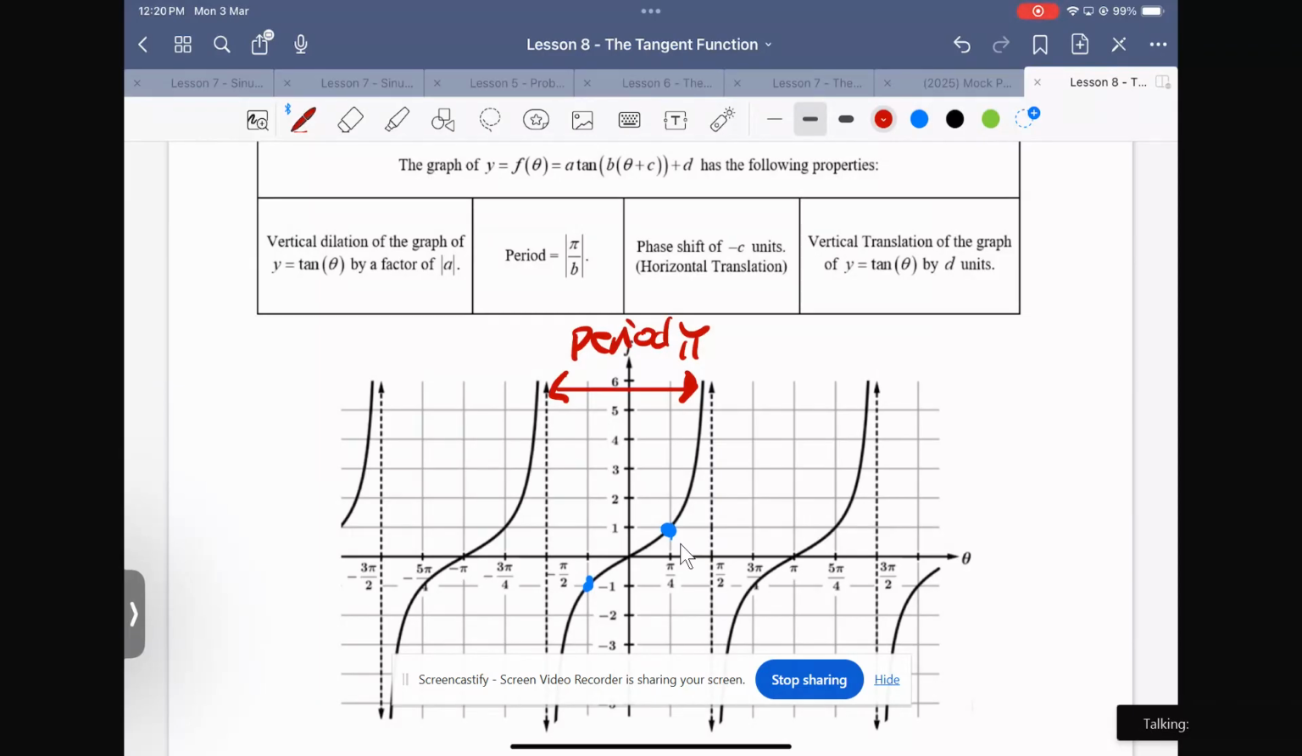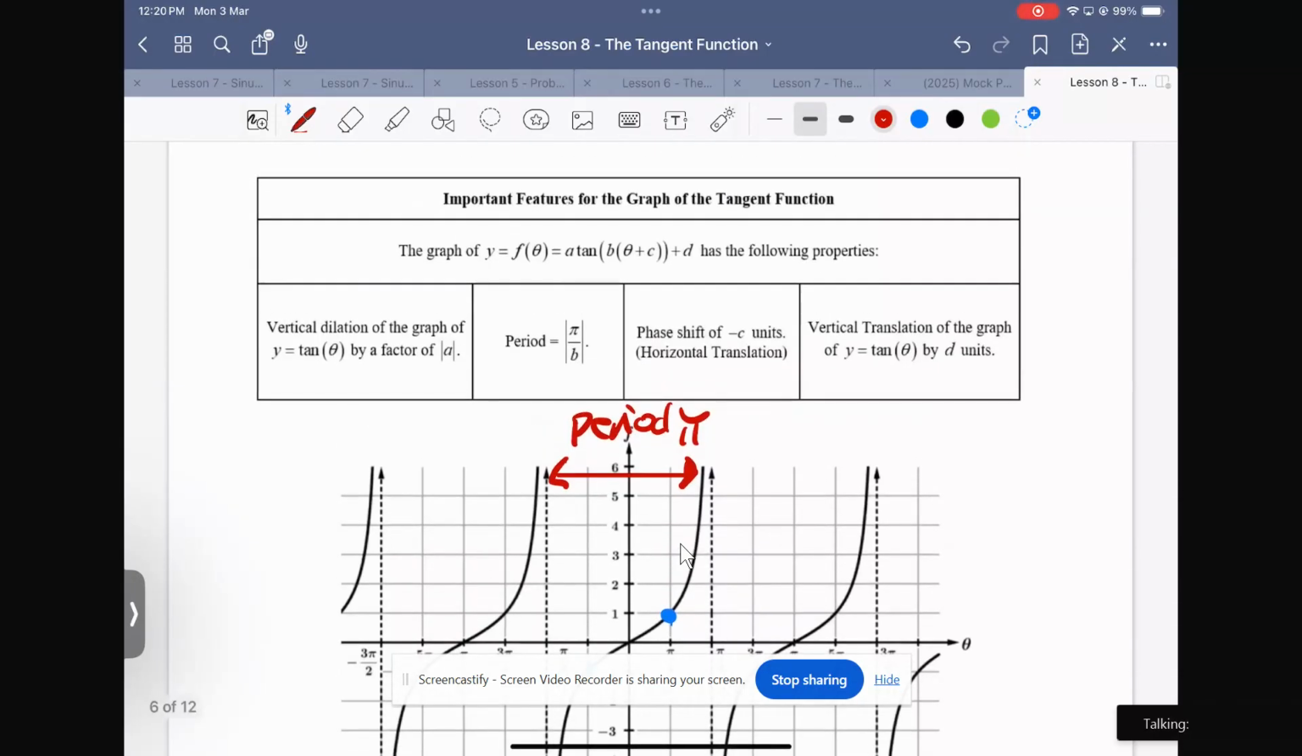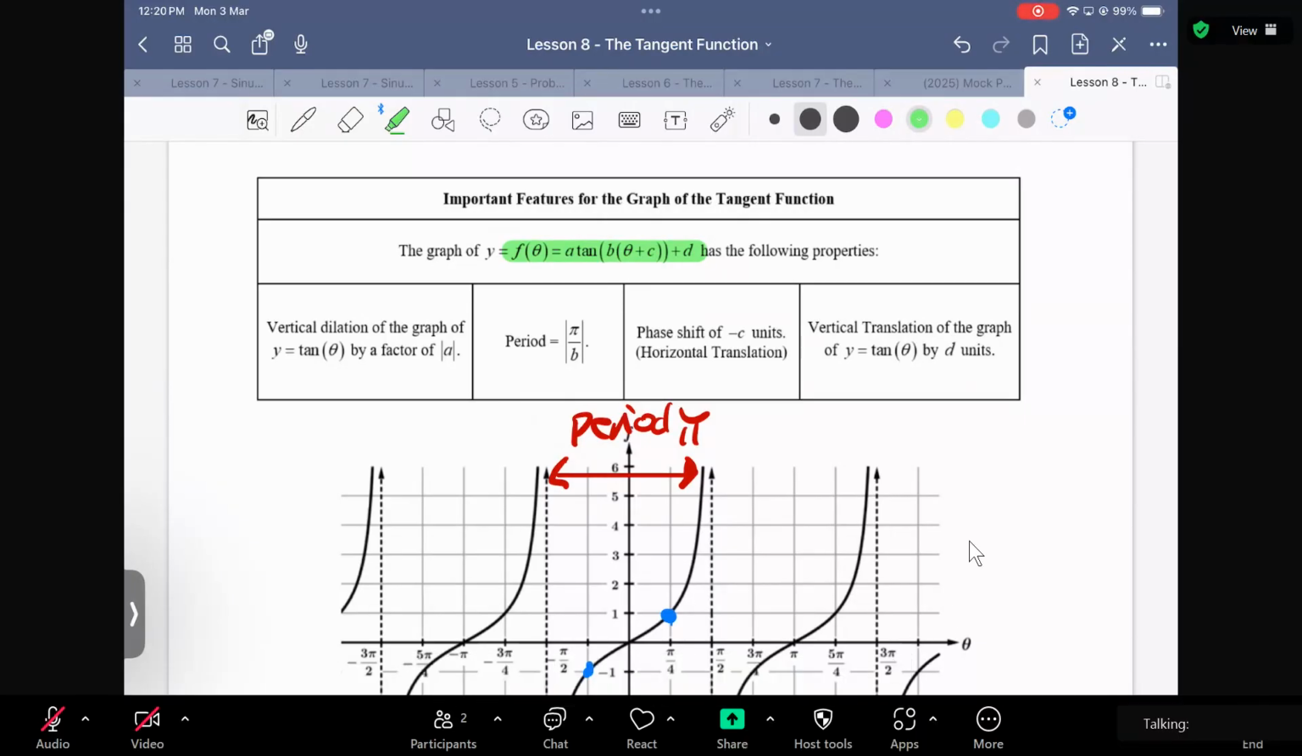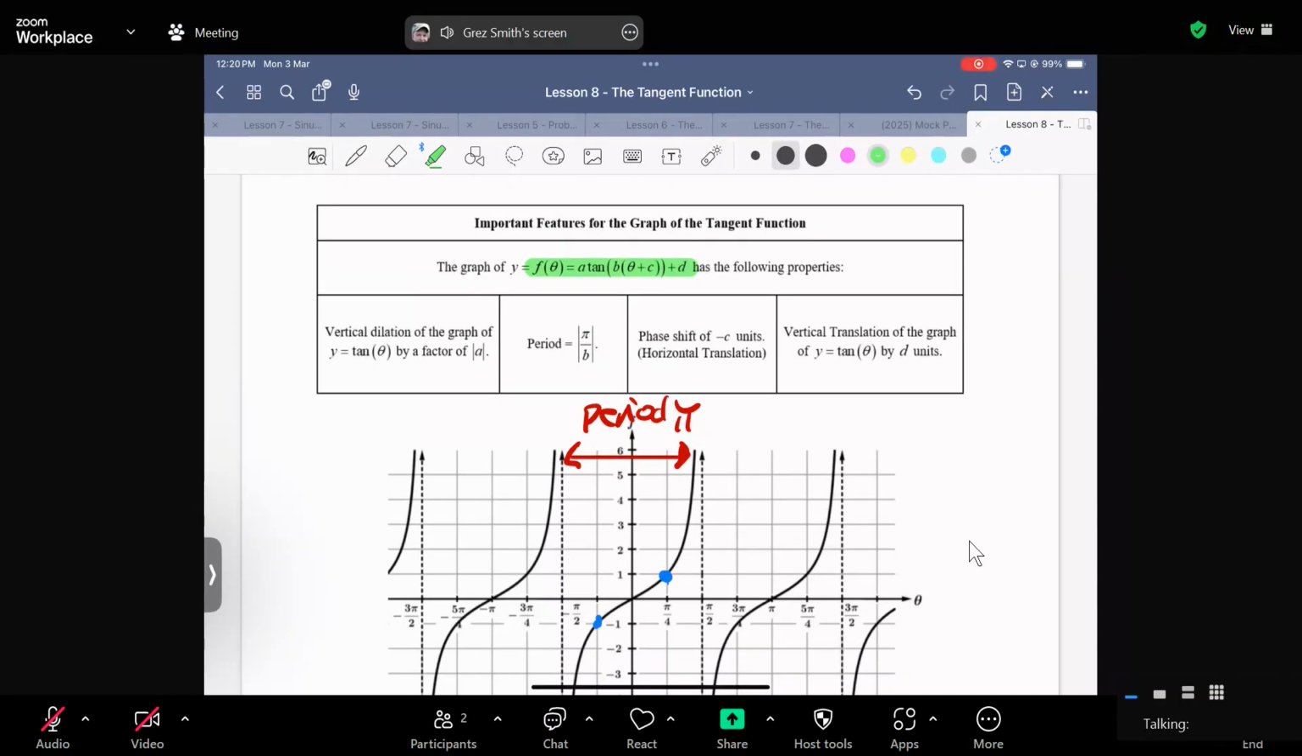Okay, so the usual format for the transformations. If we have it in the form with our four different transformations, A is going to give us a vertical dilation. B is going to affect the period. C is going to give us our horizontal shift. And the vertical translation is given by D.